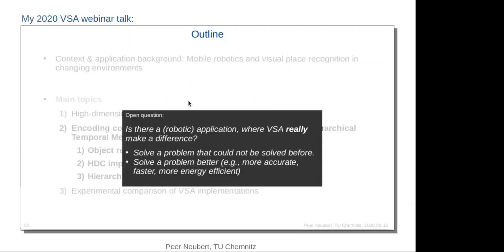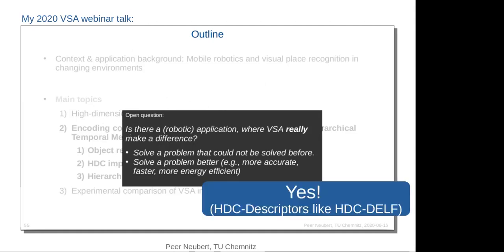I have been at this webinar many times, but last year I had a presentation, and here I show again the outline slide, and I posed several questions. And one of these questions was, is there a robotic application where VSAs really make a difference? So either solve a problem that could not be solved before, or solve a problem better. For example, more accurate, faster, more energy efficient. And hopefully in this talk, I can convince you that we have such a thing, which we call HDC descriptors.